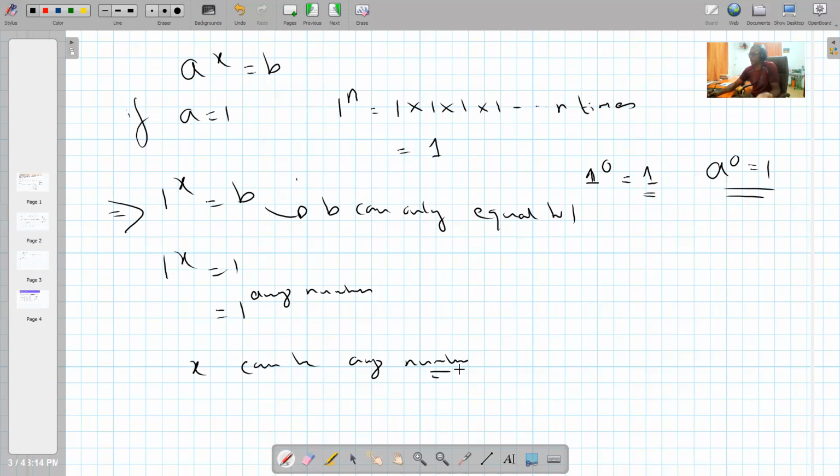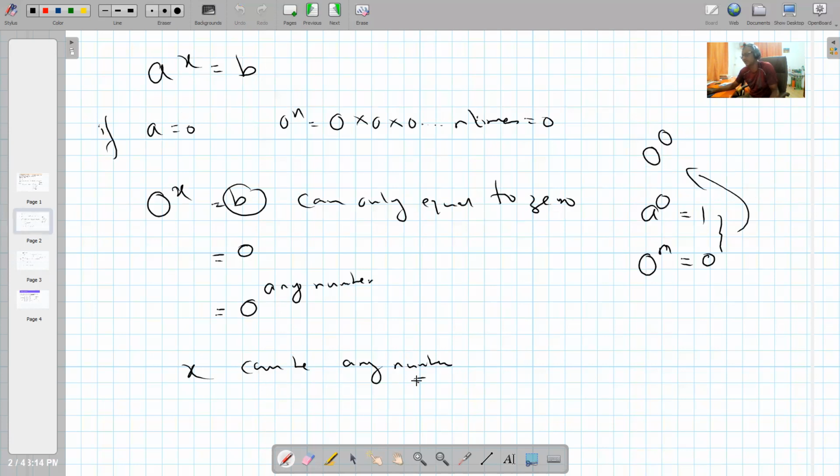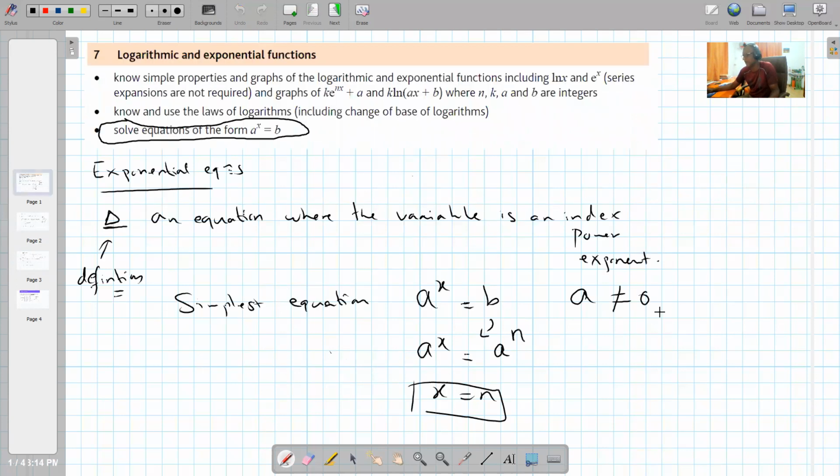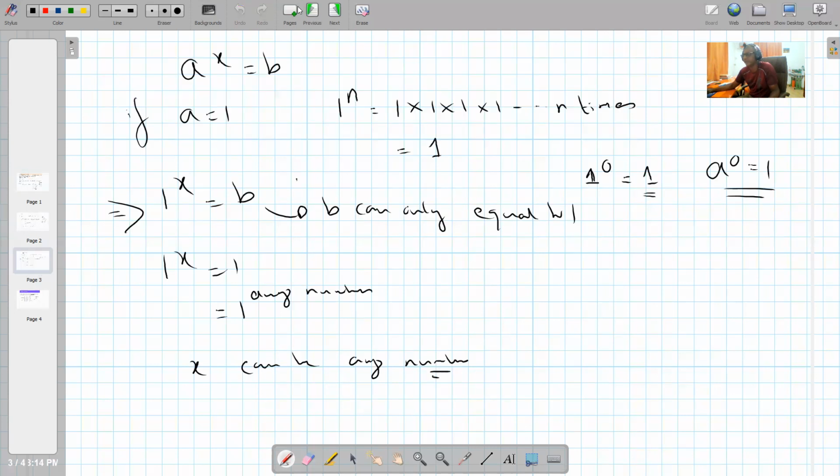Mais moi, j'ai un problème, parce que même affaire qu'avant. Ici aussi, x can be any number. Mais ça veut dire qu'il n'est pas possible que A est égal à 1. Ça veut dire, mon limitation ici, A pas capable d'être égal à 0, et pour une équation comme ça, A pas capable d'être égal à 1. Nous continuons.